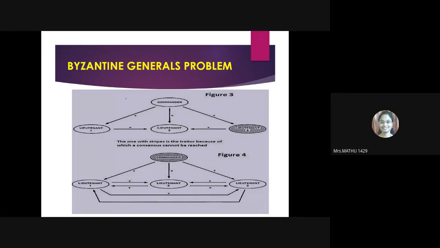So if there is one faulty node, or one general is a traitor, then he will give some other message to his soldiers. All the messages were sent through a particular person, and he may also act as a traitor. This is the problem they found in the army. That is why this is called the Byzantine generals problem. The Byzantine army is mentioned here as the Byzantine generals problem.